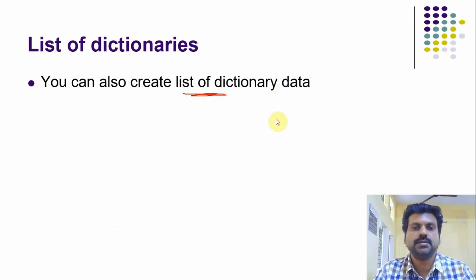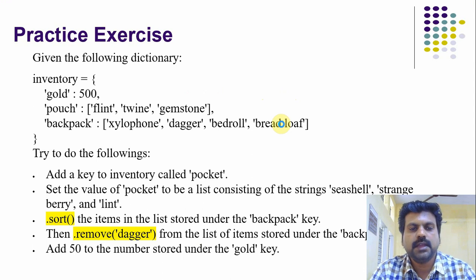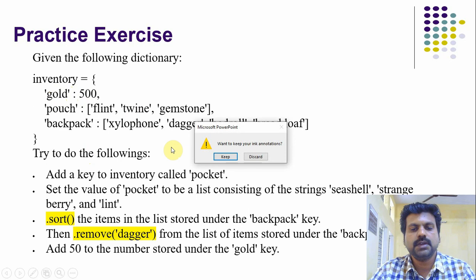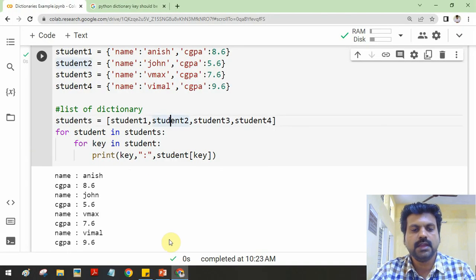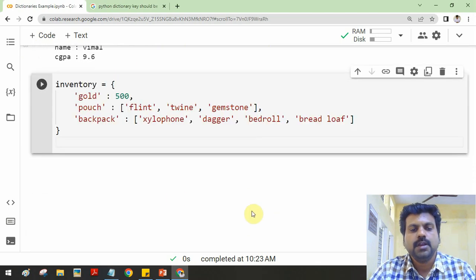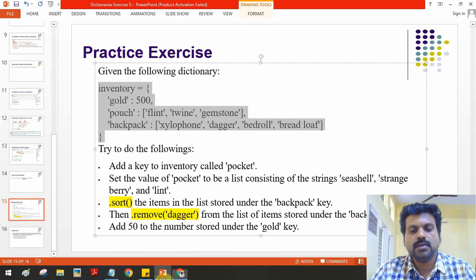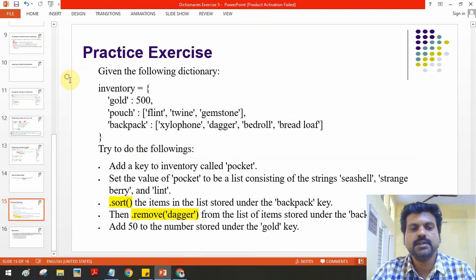How to create a list of dictionary? For example, assume that you are given a problem statement like this. Given the following dictionary called inventory, with gold and so on, try to do the following. So we have to answer these questions. First, we take this code, and we create a dictionary object. The dictionary object is given in the question.